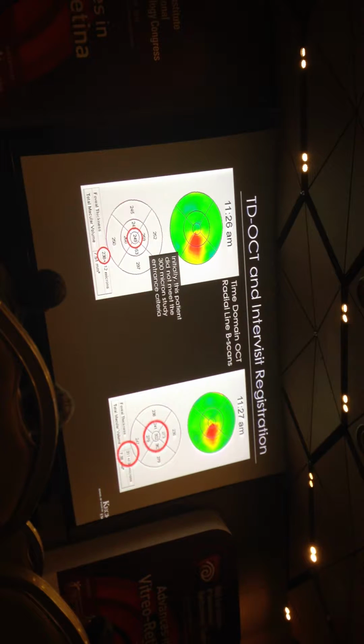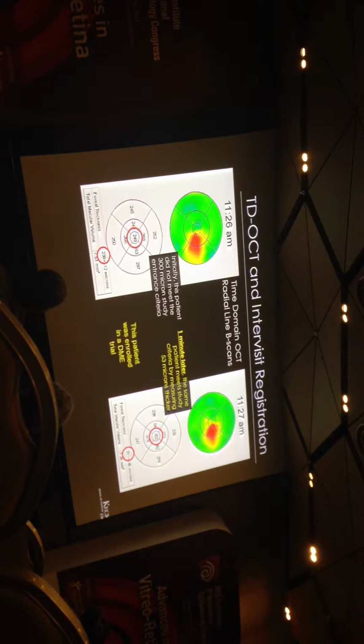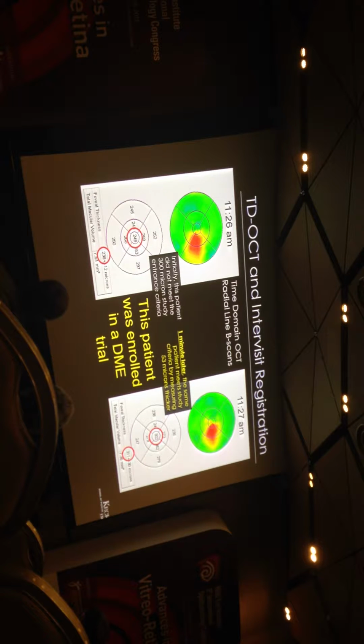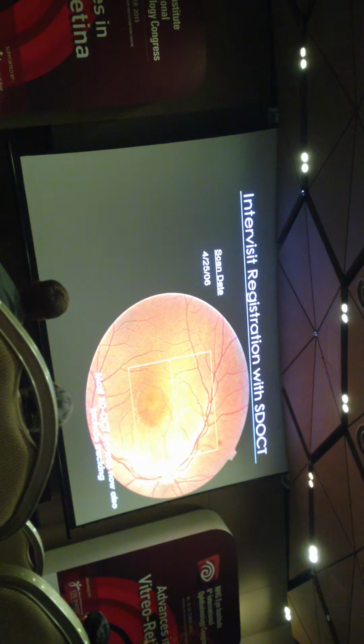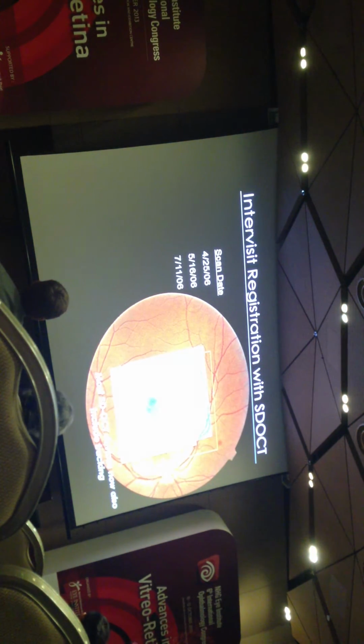I always like to show this case we put in the DRCR trial. It had to be over 250 or 300 microns to get into the study. We just scanned the patient a minute later and you can see magically they measured over 300 microns. So these kinds of things we saw all the time, right? And so we got this patient into the study. Probably shouldn't have gone in, but anyway. In fairness, I didn't see the other scan. The photographer got the other one.